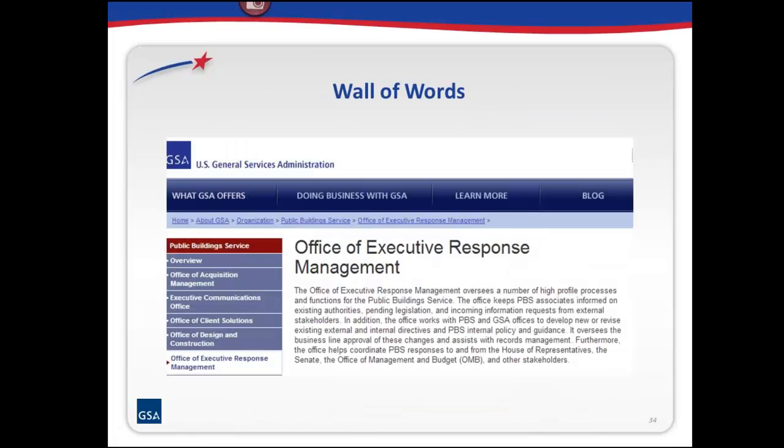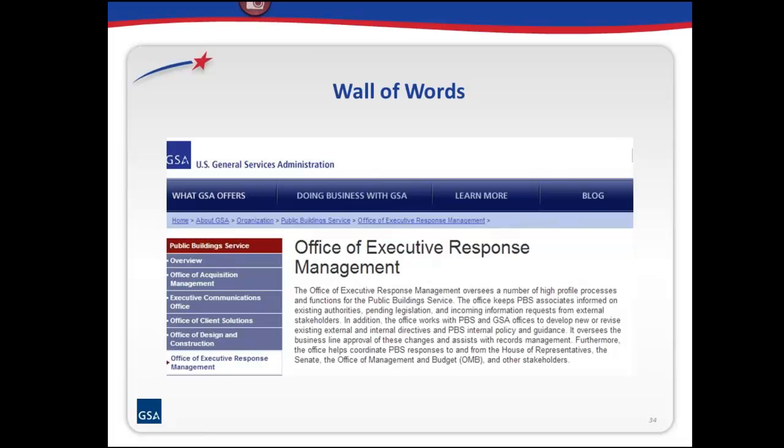This is one of the walls of words that I've seen. This is just one big paragraph, and I can't tell what they do. I can't tell what they're going to help me do. There are guide words in here if you read through, there's in addition, there's furthermore, but what would really help is what it would help me do.